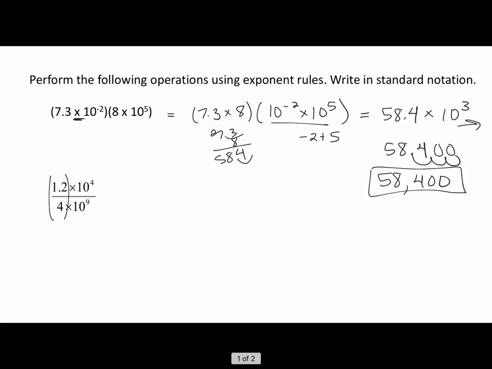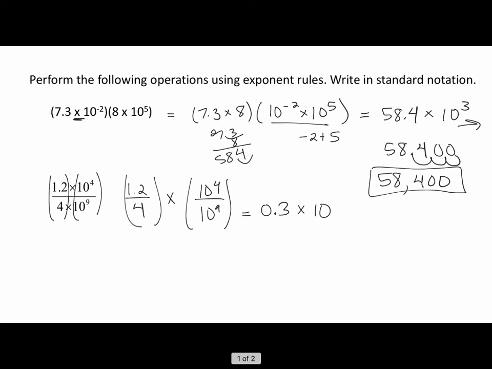if we associate like factors. So 1.2 divided by 4 and 10 to the 4th divided by 10 to the 9th. Okay, so 1.2 divided by 4, 12 divided by 4 is 3, and there's one decimal place. Then 10 to the 4th divided by 10 to the 9th, we'll use the quotient rule, so numerator exponent minus denominator. And that's going to be 4 minus 9, which is negative 5. So this is our answer in scientific notation.